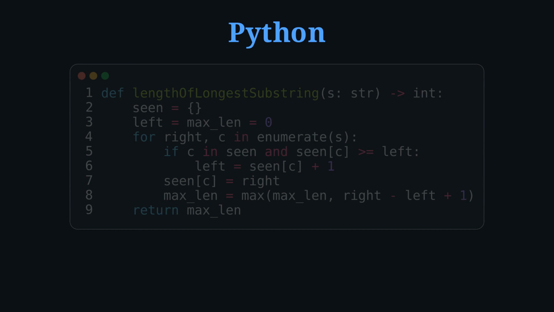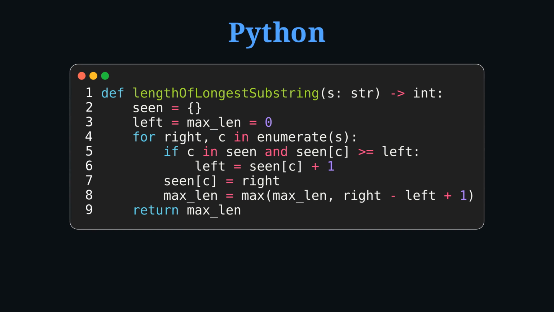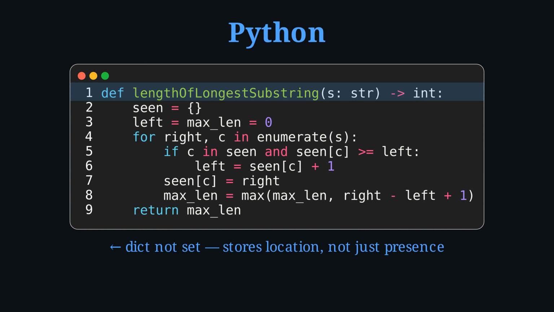The implementation is 8 lines. The key design choice: we use a dict, not a set. A set only answers "is C here?" The dict answers, "where was C last seen?" That location is what lets us jump in one operation instead of crawling.